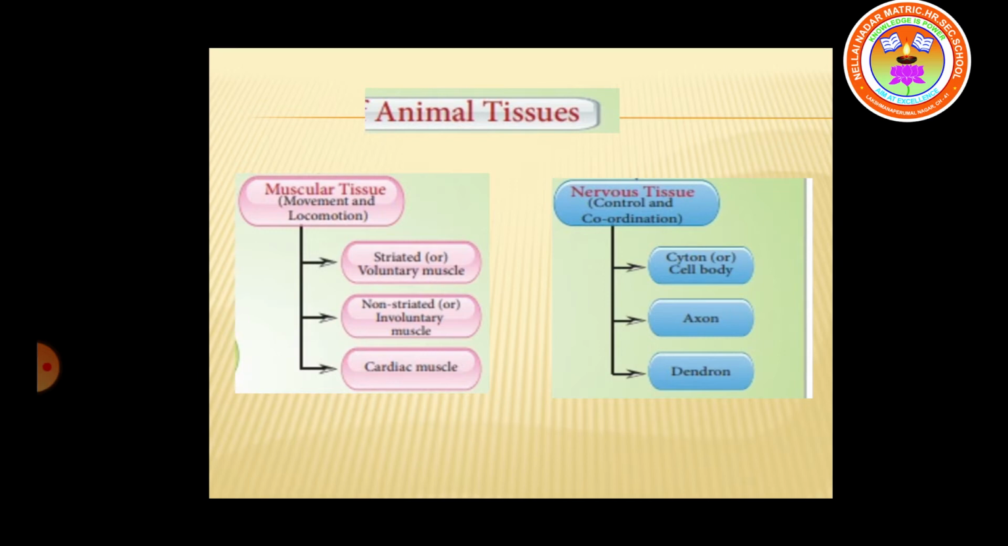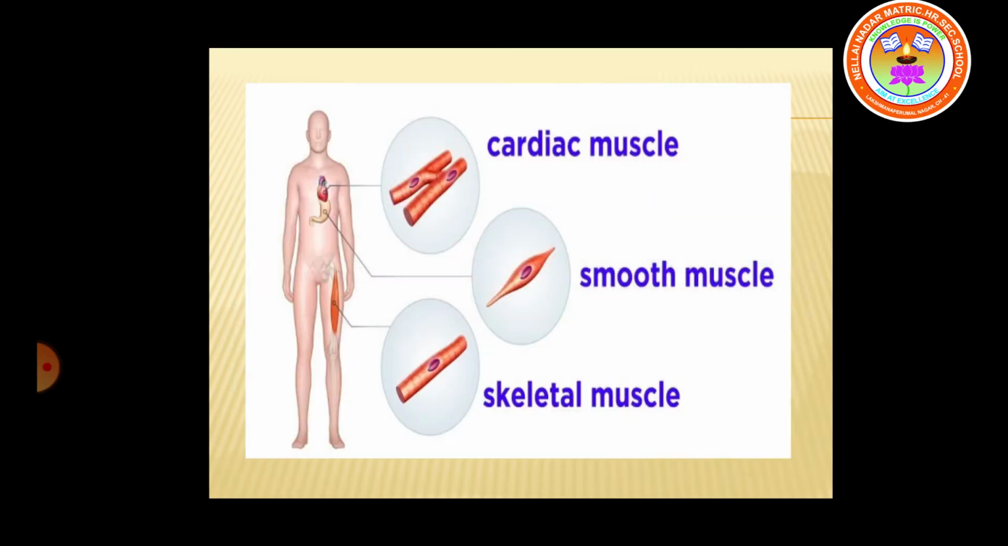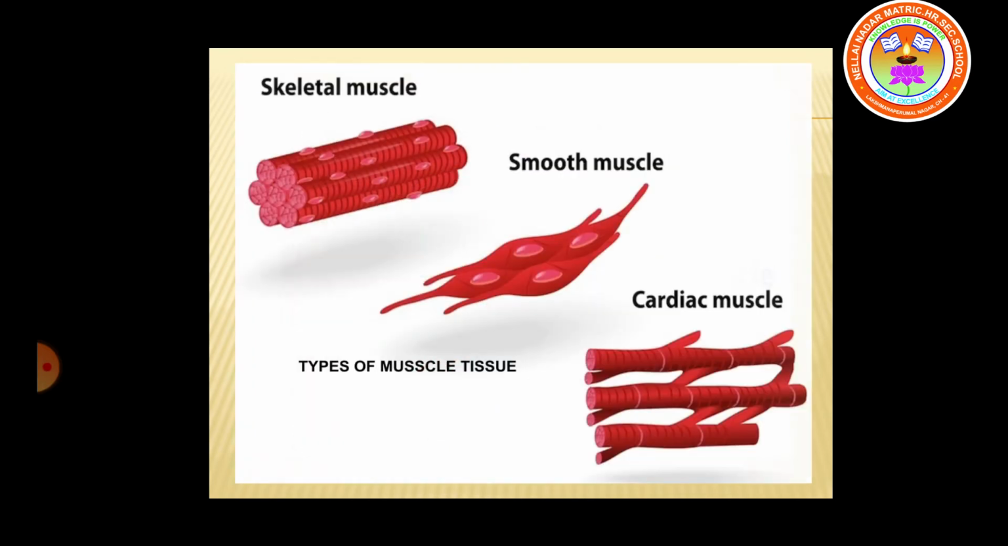First, we will see the structure and function of muscle tissues. Muscle tissues are made up of muscle cells. Each muscle cell is made up of many long cylindrical fibers arranged parallel to one another. They are called myofibrils. According to their structure, location, and functions, there are three main types of muscles. They are skeletal muscle or striated muscles, smooth muscles or non-striated muscle, and cardiac muscle.